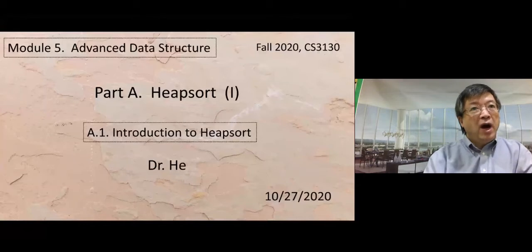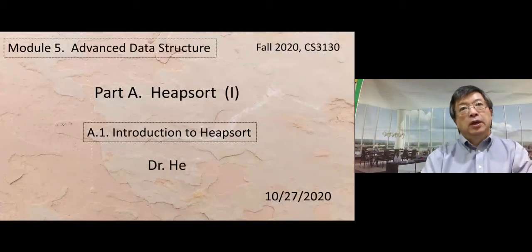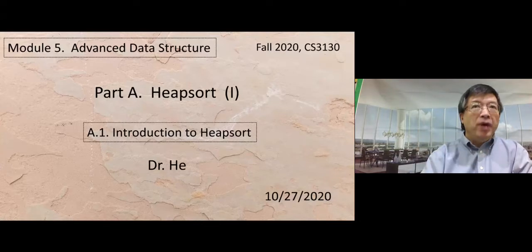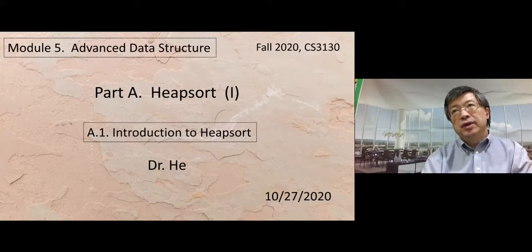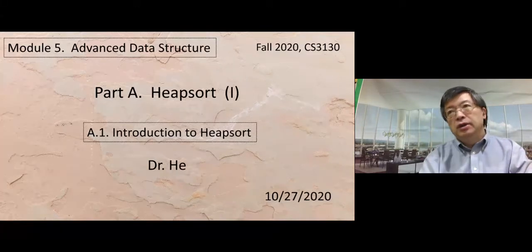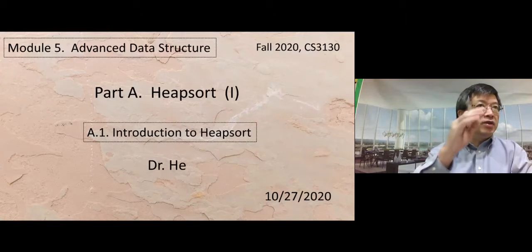Start Module 5, Advanced Data Structure. Before this point, we focus on the basics of algorithms. This module, we want to talk about another very important aspect in algorithm design. So that is the data structure.